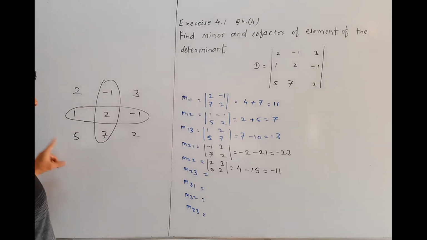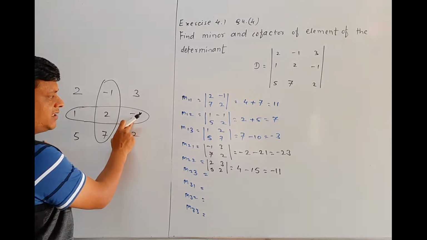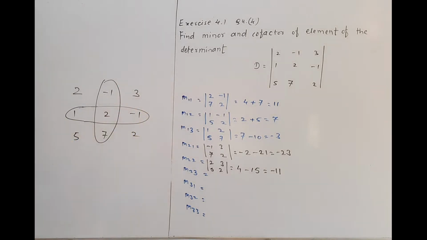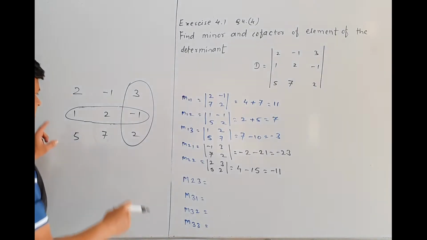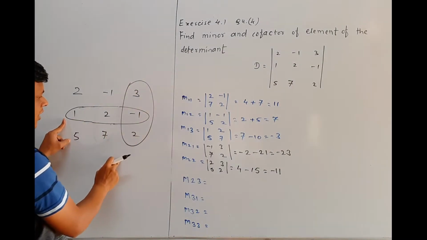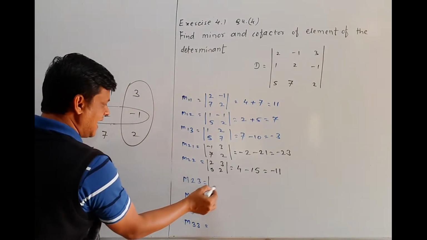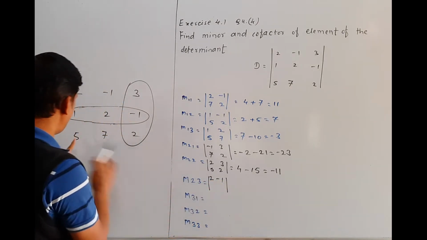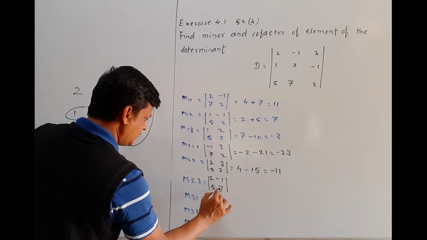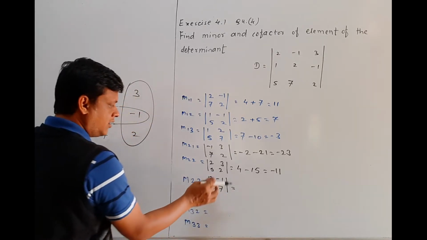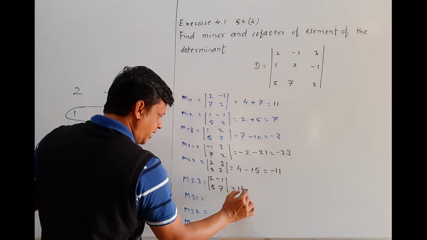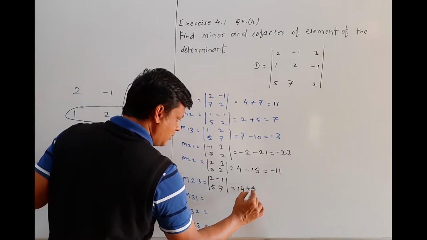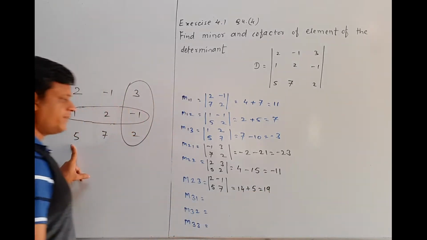Then next we have to find the minor of this minus 1. For that we have to skip second row and third column. So we skip here second row, third column. The remaining elements are 2, minus 1, 5, 7. So calculate this determinant. 2 into 7 we get 14, minus this minus sign, so minus minus gets plus, 5 into 1 is 5, which is equal to 19.